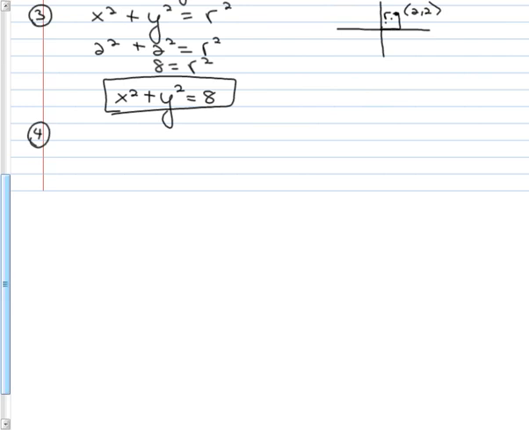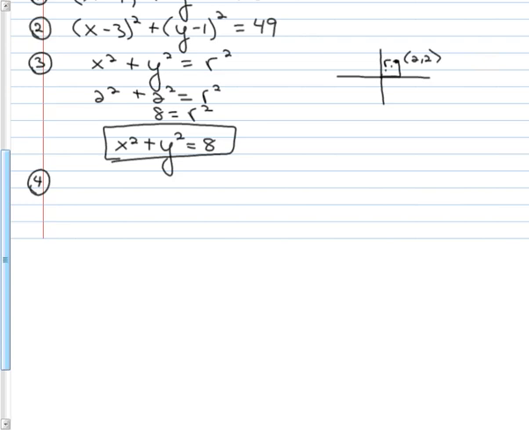How did I know? We knew the equation of the circle was that, and this point 2, 2 is an x value and a y value on the circle. So all I did was fill in the x, which was a 2, and the y, which was a 2. Number 4. Center is at negative 5, 3. So x plus 5 quantity squared plus y minus 3 quantity squared equals r squared.